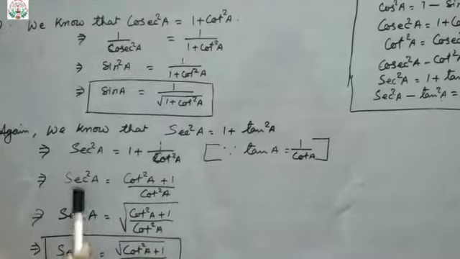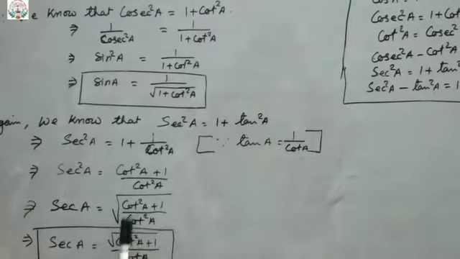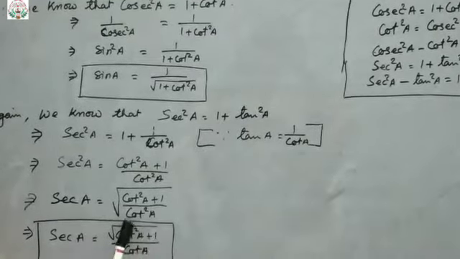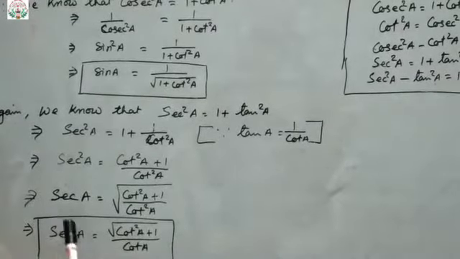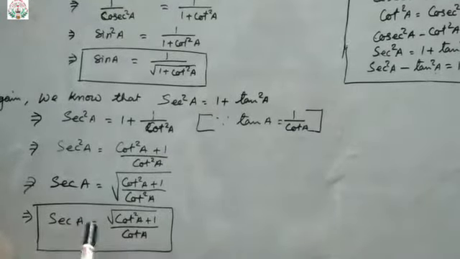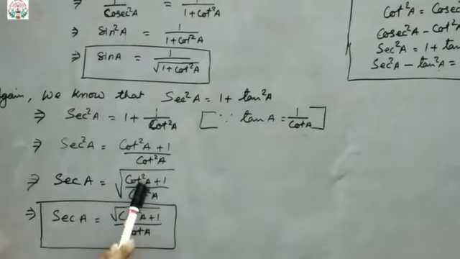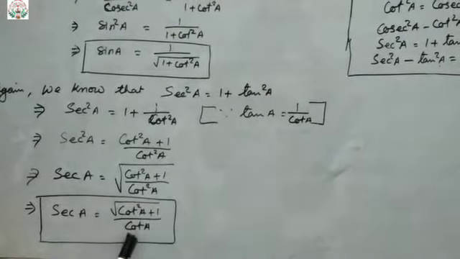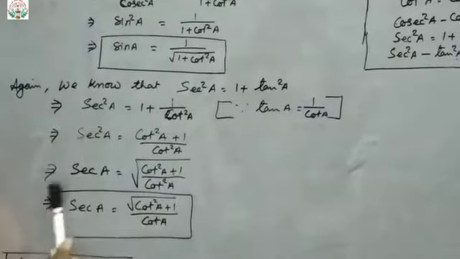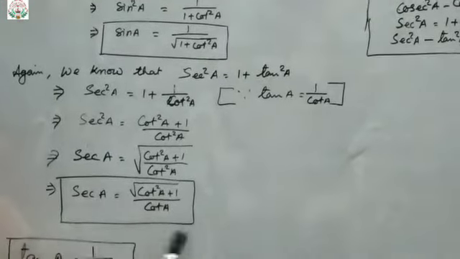Now sec square A is this much. Sec A will be how much? Square root of the whole, that is square root of cot square A plus 1 upon cot square A. Now cot square A will come out of the square root and become cot A, because the squaring will be removed with the square root. So sec A equals to square root of cot square A plus 1 in the numerator, and the denominator will be cot A, because square root of cot square A will be cot A only. So that will be in terms of cot. You can see sec A is in terms of cot A. So this will be the answer.